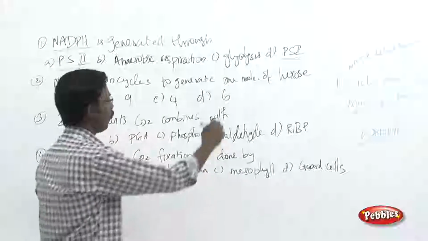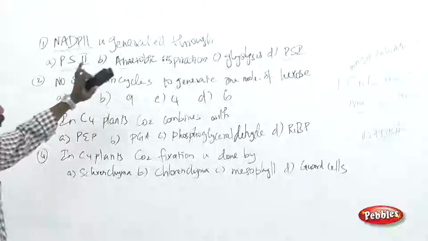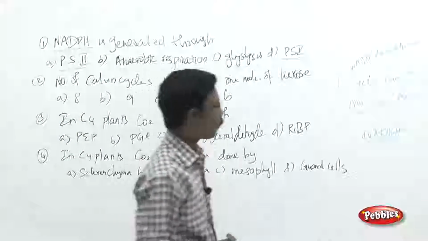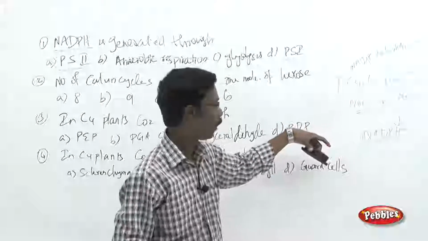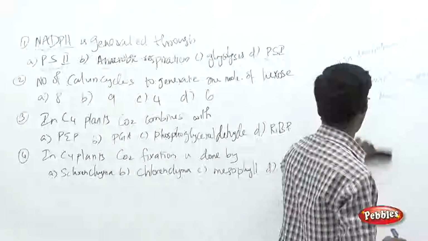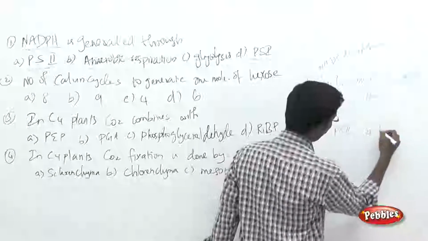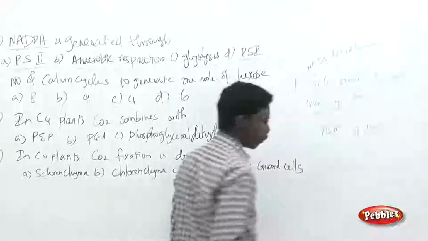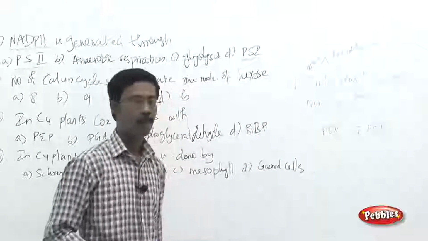You can easily eliminate glycolysis and anaerobic respiration. You have to choose only between PS2 and PS1. As I told you, there are two major reactions here: cyclic and non-cyclic phosphorylation. What do we mean by non-cyclic phosphorylation? Here there is involvement of PS2 and PS1. This is what you have to remember in the case of non-cyclic phosphorylation.